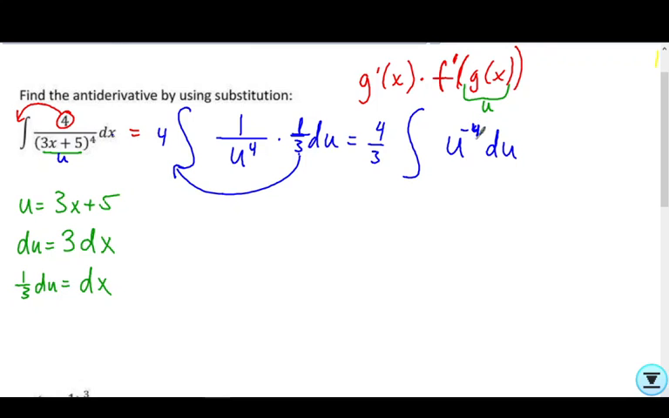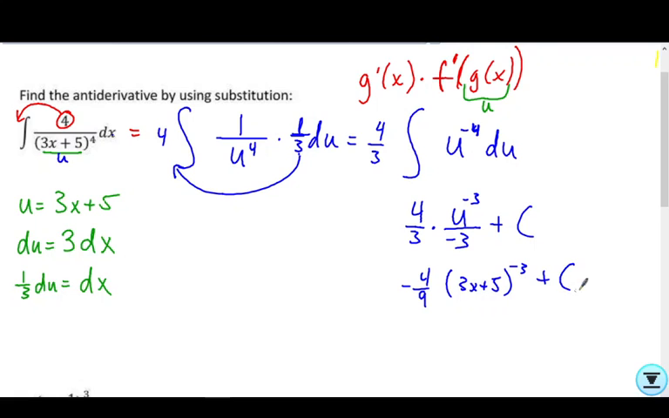So I make this its negative power so I can integrate even easier. When you take the antiderivative, you get 4/3 times u, add 1, so you get -3, divide by -3, plus c. That means that this is going to be -4/9, and u is 3x plus 5 to the -3rd power plus c.